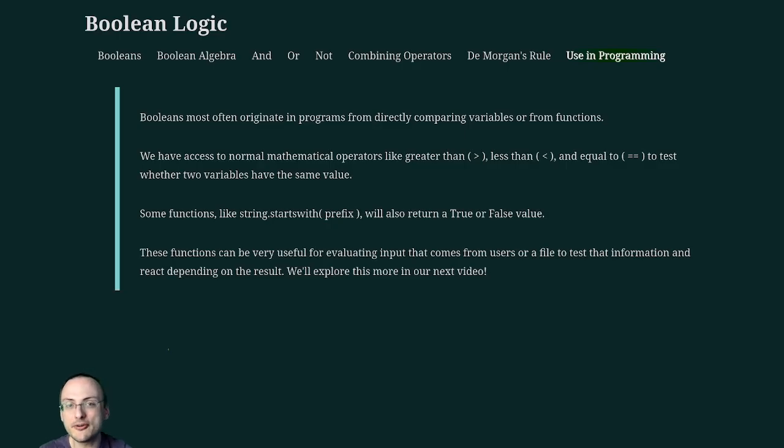So we're going to have several videos coming up where we look at that a little bit more deeply, but hopefully this gives you just a taste of this Boolean logic and the ways that it will be useful for us when we are writing our programs.